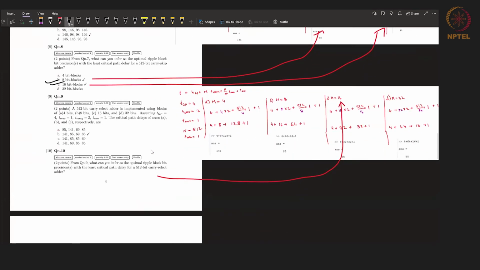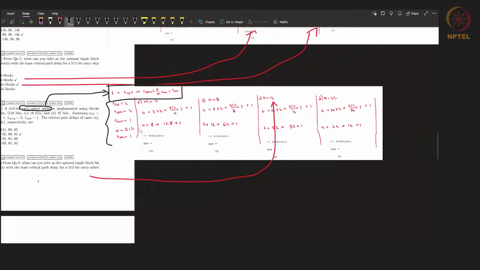Question number 9, a 512-bit carry select adder is implemented using blocks with these values. What are the critical path delays? So, carry select adder is what is asked here. So again, you can go back to the lecture and find out the formula for your carry select adder, which turns out to be this, with this being the fundamental data that is provided to you. And again, if you plug in the values, this is what you will end up getting. And your answers are 141, 85, 69, and 85.